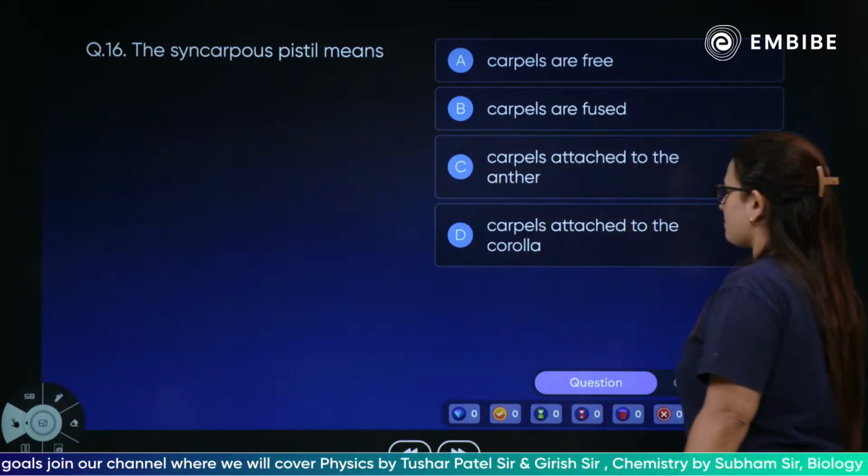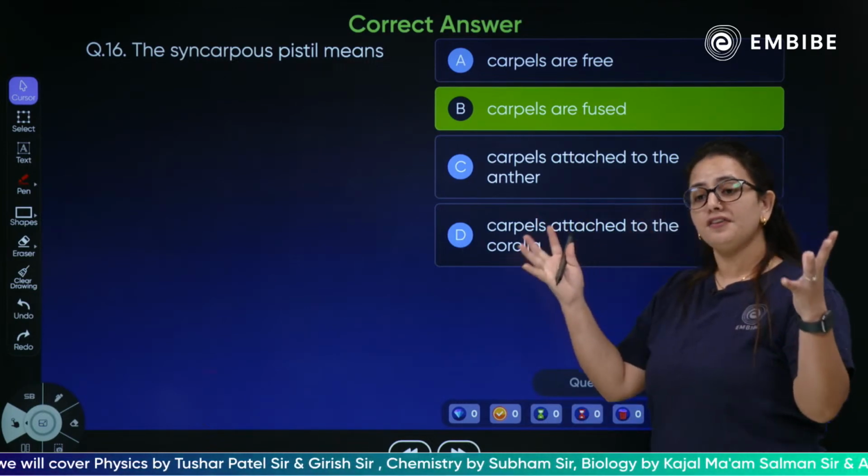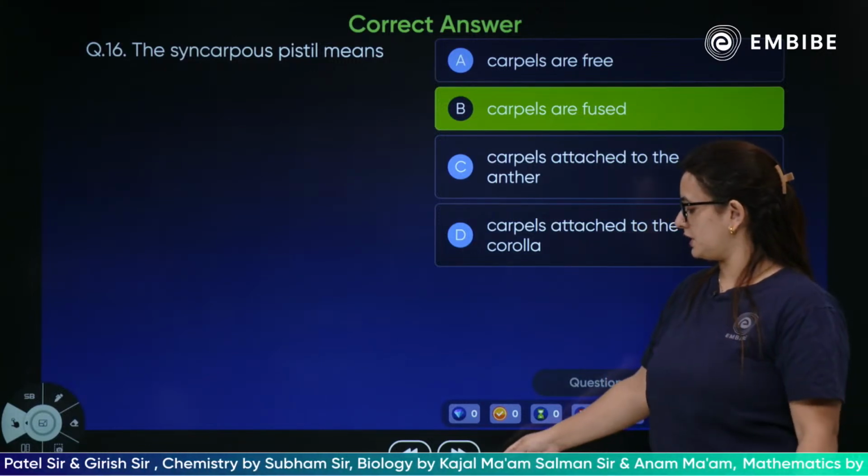Yes, the syncarpous pistil means the carpels are fused. The apocarpous means the carpels are free. Syn means they are synced basically, they are close to each other, fused with each other.